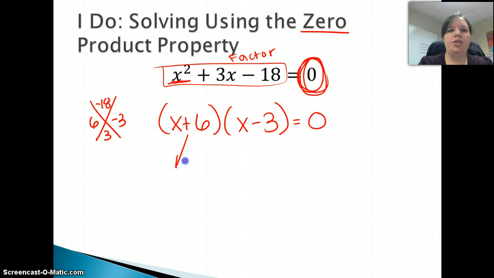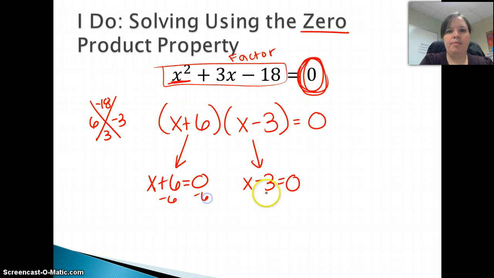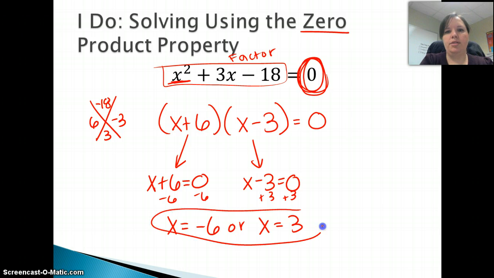So now the zero product property says either x plus 6 has to equal 0 or x minus 3 has to equal 0. So subtract 6, add 3, x is -6 or x is +3. So zero product property, one of those factors has to be equal to 0.